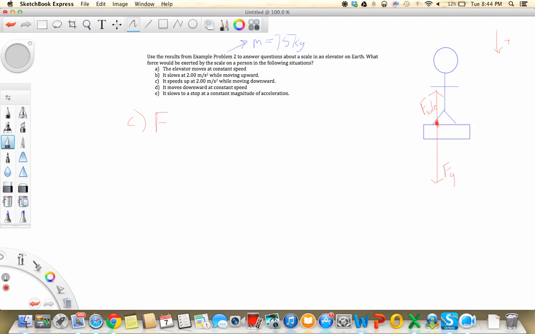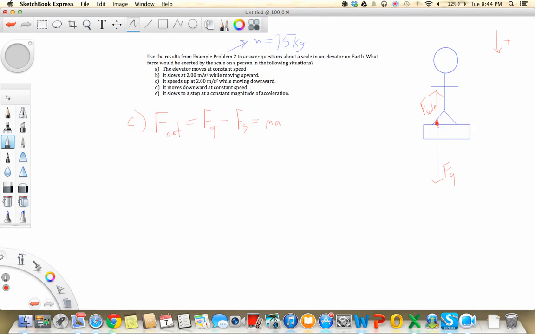Okay, so here our total force, or our force net, is going to equal, in this case now, our force due to gravity is the positive thing. Our force of the scale is our negative. It's going to equal a mass times the acceleration. Of course, our acceleration will be 2 once again.